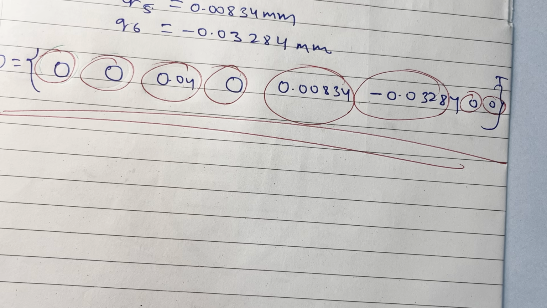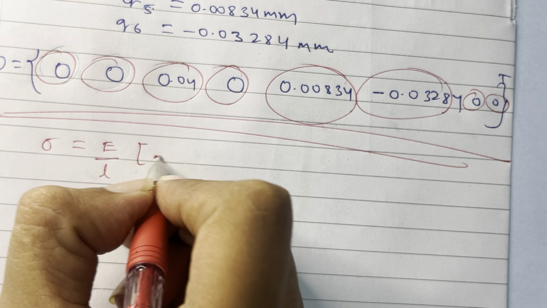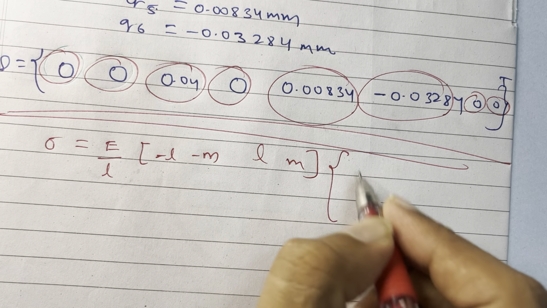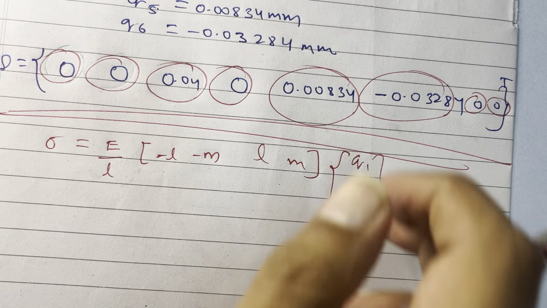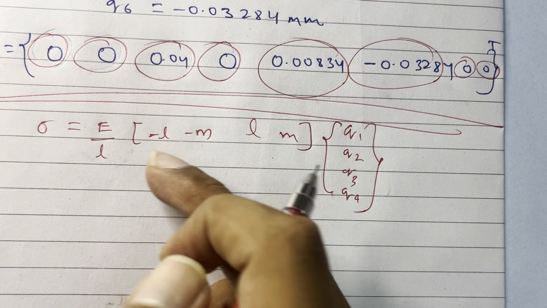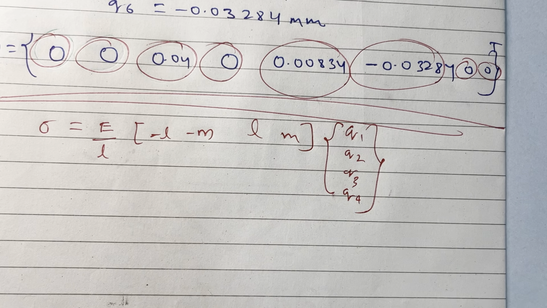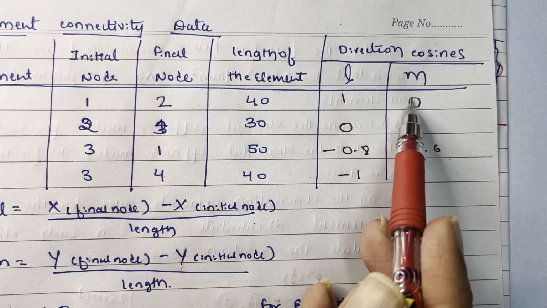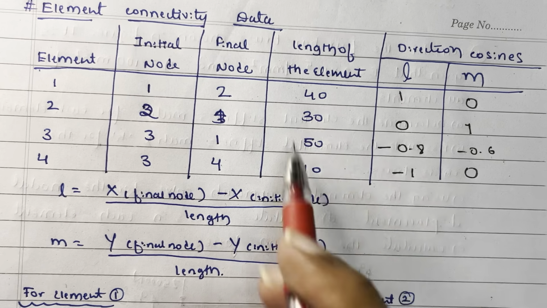For that, we have the formula sigma is equal to E by L times minus l, minus m, l, m. Here we have to write Q1, Q2, Q3, Q4. To that respective element, we have to write those displacement values. Already you know l, m for that particular element according to the table. In this table, we have already calculated l, m values, that is direction cosines for all 4 elements. Just we have to substitute all the values.